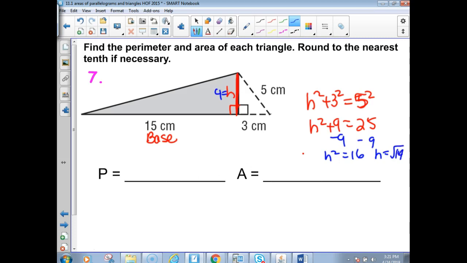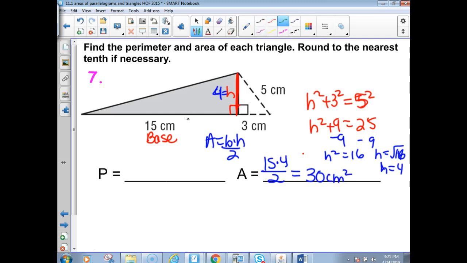I don't know why I wrote 14. I think I was thinking about writing the answer of 4. So h is 4. All right, so we got 4 for the height. We can do the area of the triangle now, because the base is 15 times the height 4 divided by 2. Area is base times height divided by 2. That would give us 60 divided by 2, which is 30 square centimeters now.